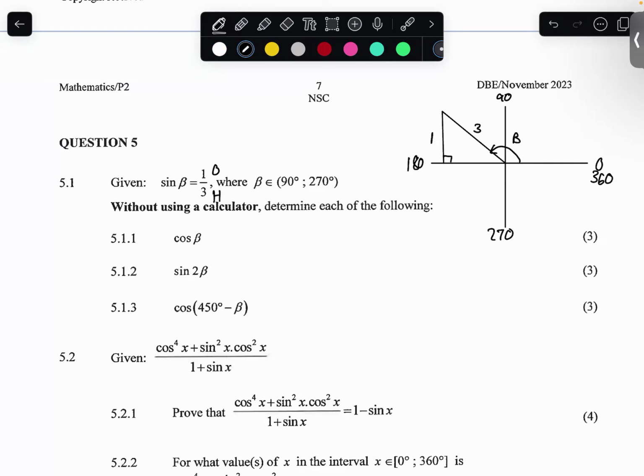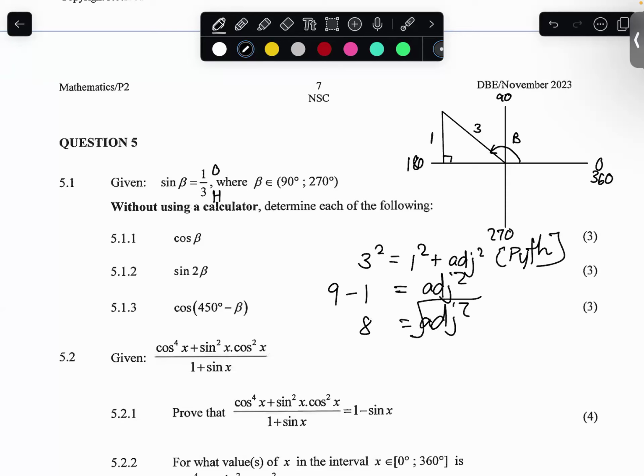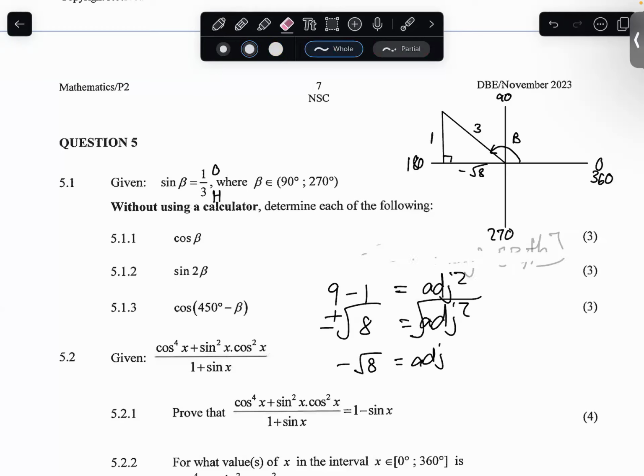To get the third side, you're going to use the theorem of Pythagoras. We start: hypotenuse squared is equal to 1 squared plus adjacent squared. Don't forget your reason, Pythagoras. That gives me 9. This is 1. If I take it over, it's 9 minus 1 is equal to adjacent squared. That gives me 8 is equal to adjacent squared. Square root. Don't forget your plus minus. In this case, your answer is negative the root of 8. And the reason it's negative the root of 8 is because it's on the negative side of the x-axis. Okay, right, that's that.